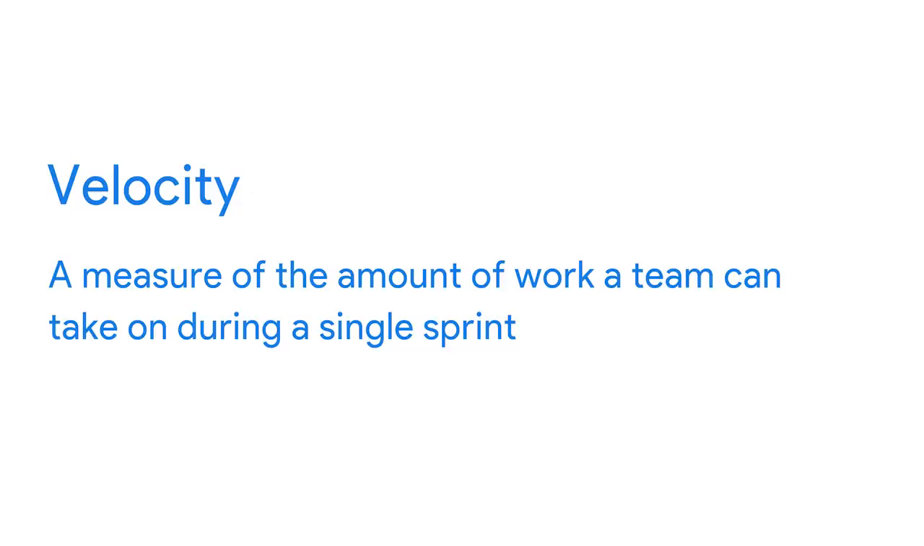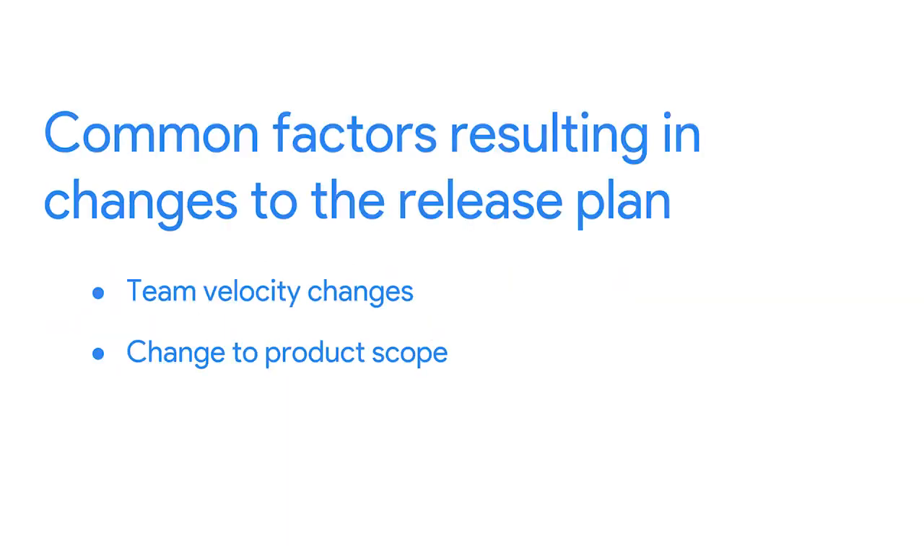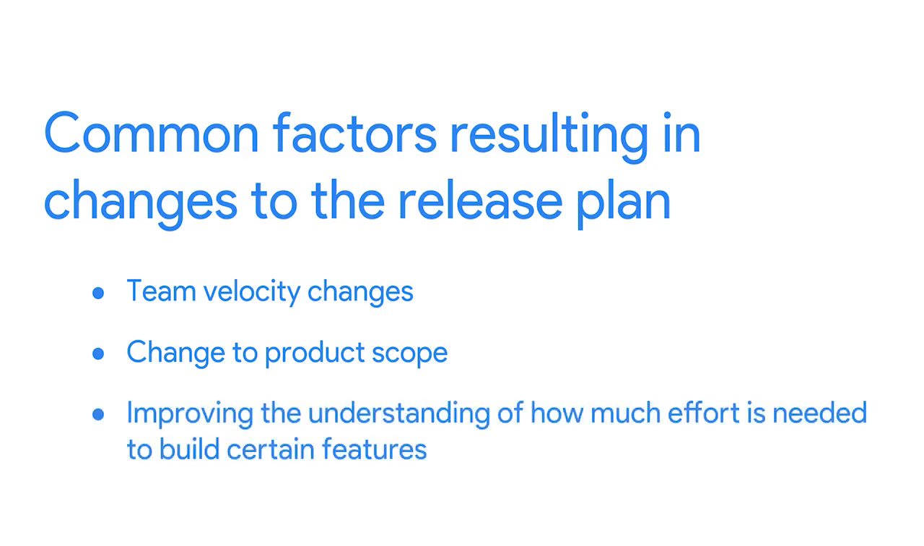Some common factors that may result in a change to the release plan could include a change in team velocity, or how much work the team can do in a given iteration or sprint. This could be from adding or losing team members, or even just efficiency gains from how they work. A second factor is a change to the product's scope, if the product owner approves a change to the product. And a third factor that could affect a release plan is improving the understanding of how much effort is needed to build certain features. The team may discover that a user story or epic is more or less difficult than they originally thought, after doing some research or simply from better understanding the product space.